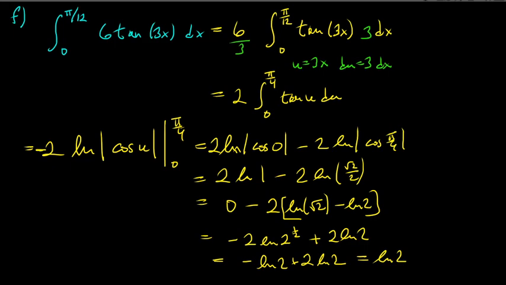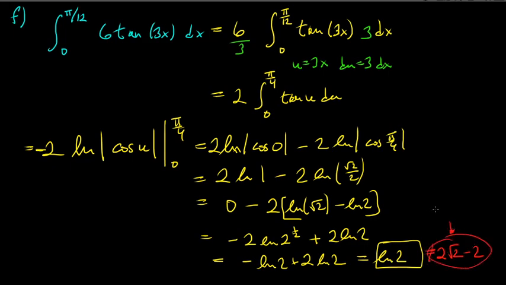Hang on. So I looked this over again, and I don't see anything I did wrong here. So the answer should just be natural log of 2. And so the answer key, I think, is wrong. The answer key has 2 square root of 2 minus 2, which is definitely not the same thing.